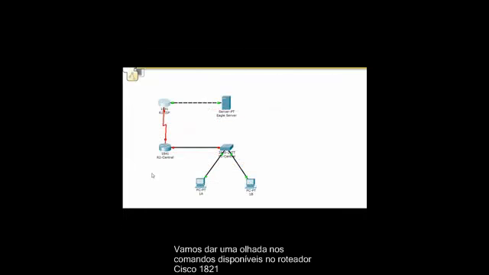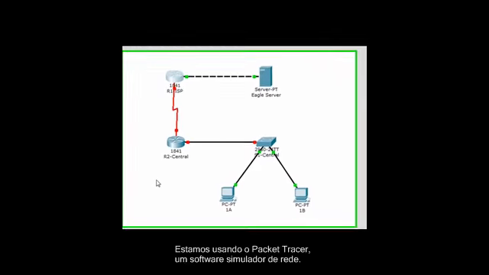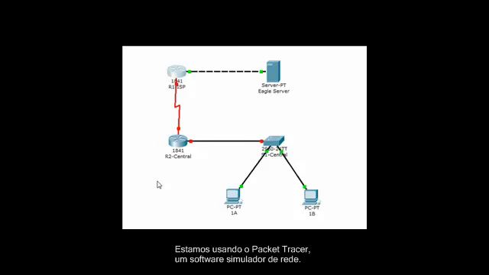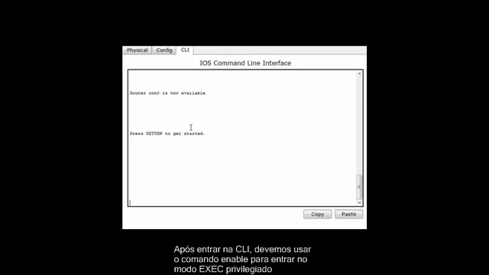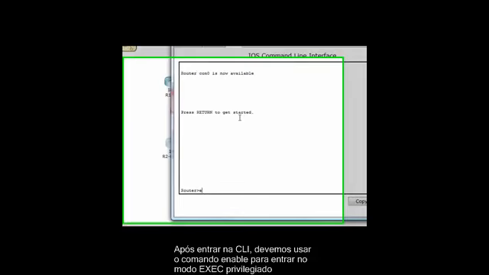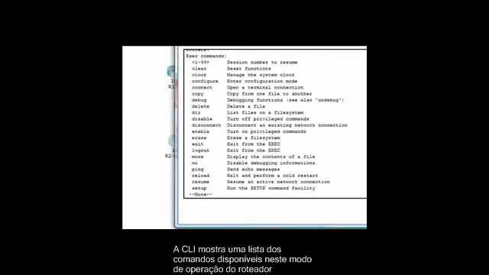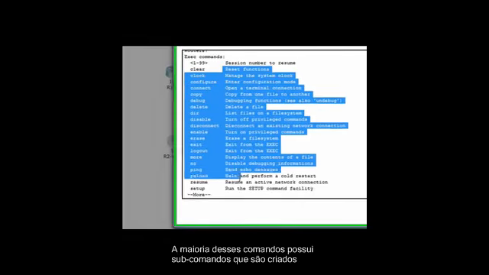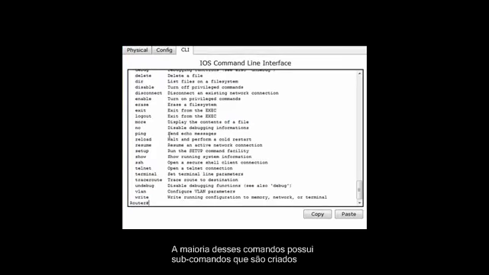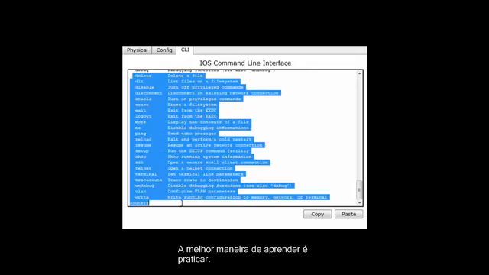Let's take a moment to look at a portion of the commands available in a Cisco 1841 router. I'm using Packet Tracer, which is the network simulation software. After entering the command en, which is the shortcut for enable, this puts me into privileged executive mode. I then enter a question mark and press Enter. This produces a list of commands available at this level within the router. Many of these commands have essentially subcommands that are created by adding keywords or arguments. It might seem overwhelming right now, but with practice you'll be entering commands like a pro in no time.